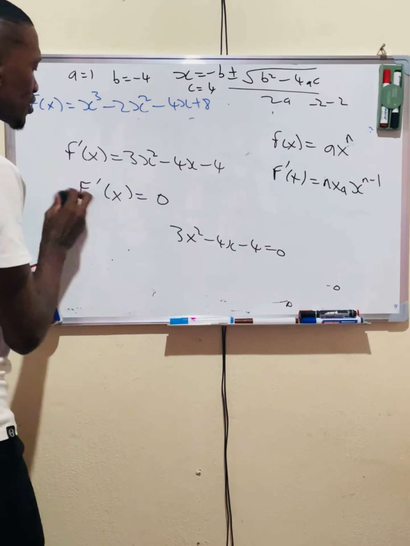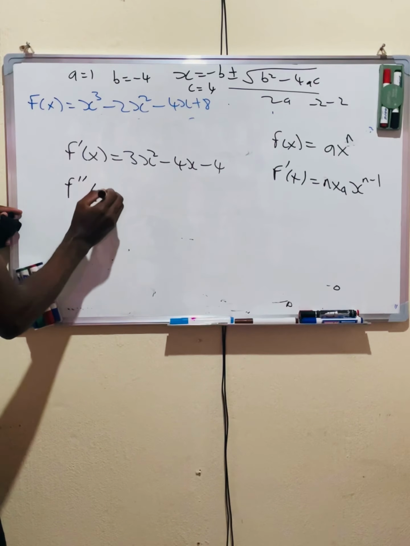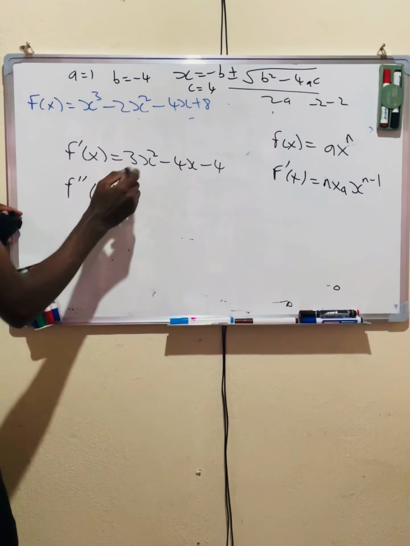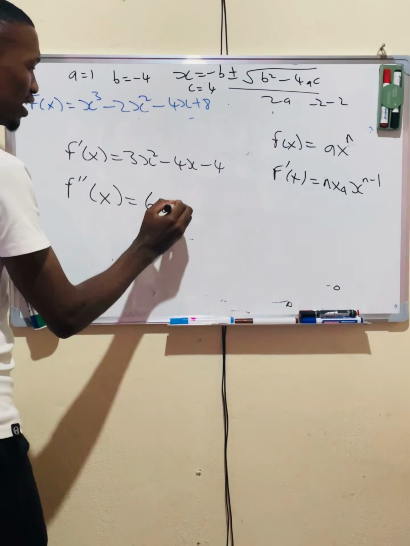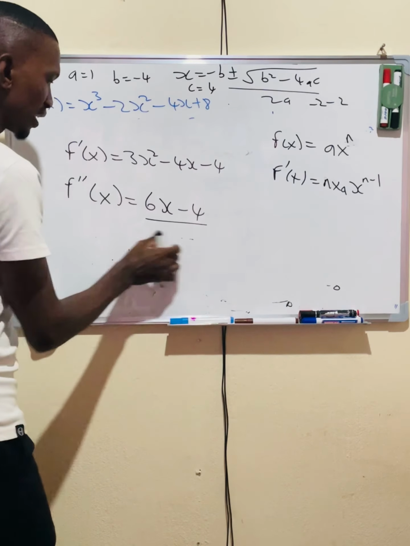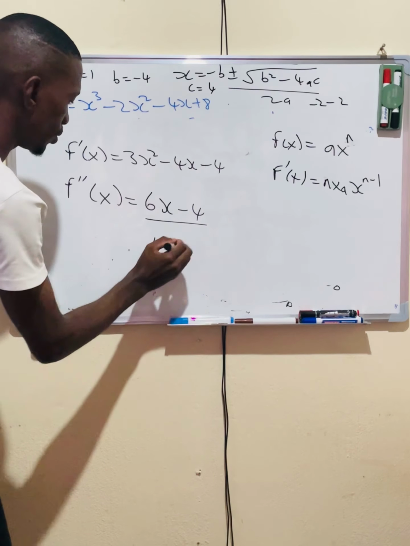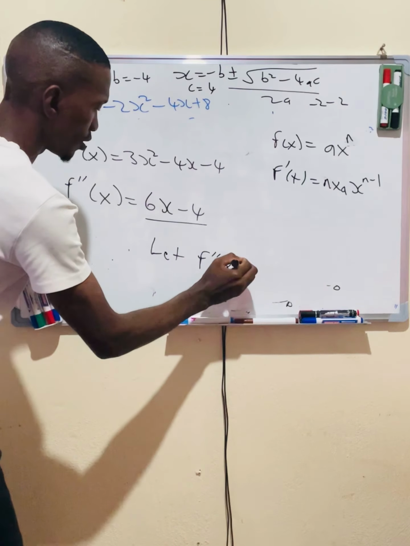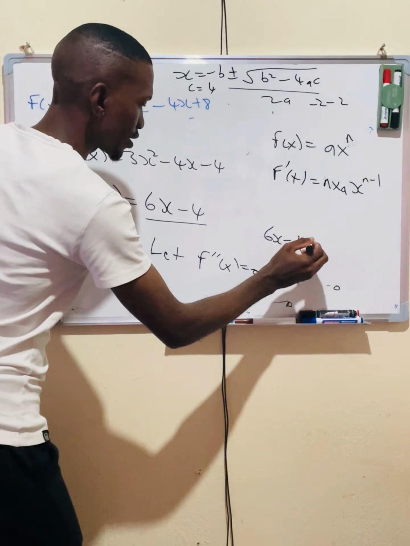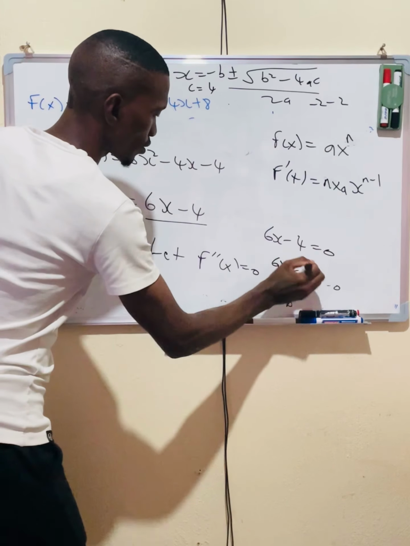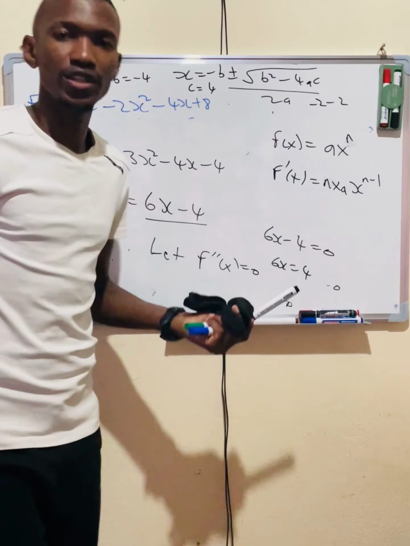Okay, to those who want to see the second derivative, that is how we show it. I derive it again, and then it's going to give me 6x minus 4. You see, that is the second derivative. To find the point of inflection, you let f double prime of x be equal to 0. So it's going to be 6x minus 4 equals 0. 6x equals 4. You solve, and the value you're going to get is going to be the point of inflection.